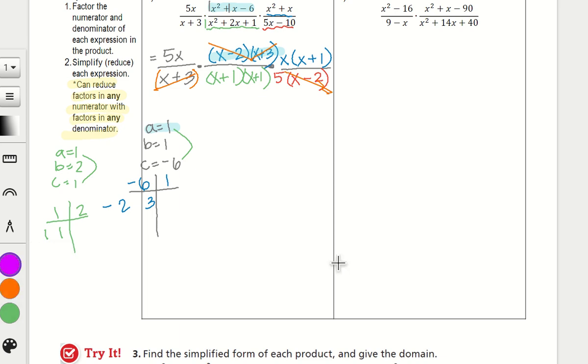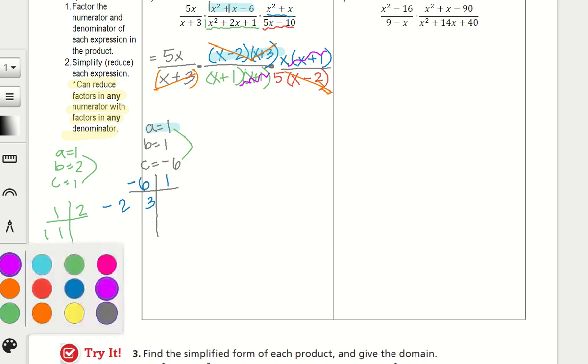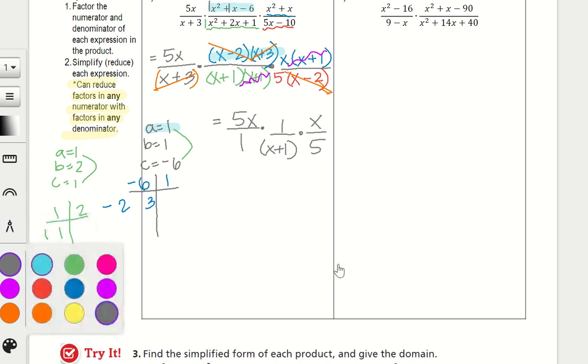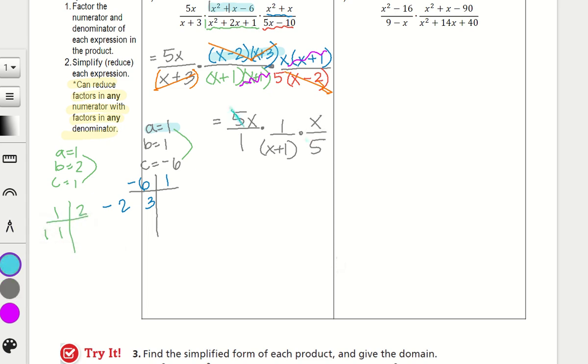I also have this x plus 1, but I can only reduce it with one of the x plus 1s. Okay, so notice I've almost gotten rid of everything in my numerator. I'm going to regroup this just so that I can see it laid out. So I have a 5x times an x, so I have a 5x over 1. And then here I have a 1 over x plus 1. And then this one, all I have is an x and a 5. So I actually missed one. I can reduce the 5s. So if I reduce the 5s, those are going to go away, right? I'm going to have 1s there.